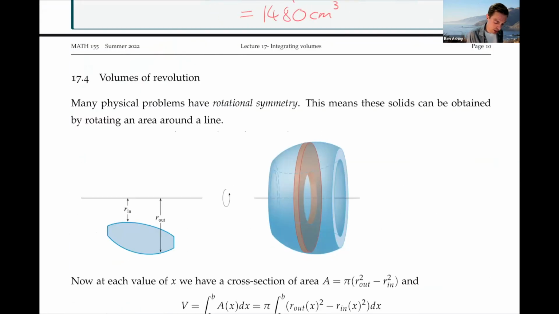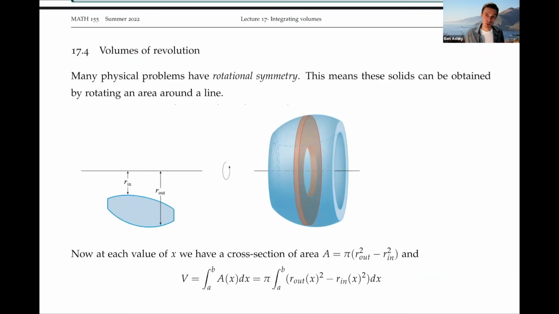Okay, the final thing we're going to talk about today is volumes of revolution. And this is because many physical objects have a rotational symmetry. So for example, if you think about a ring donut, that's essentially just taking a circle and then rotating it 360 degrees. There are lots of objects that have that kind of rotational symmetry. So we can also use this fact to help us calculate volumes by thinking about that rotation.